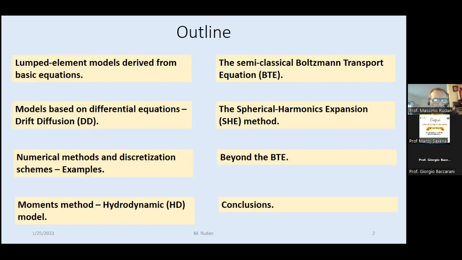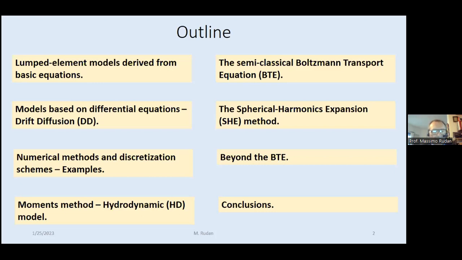After a very, very short introduction to the lumped element models, I will talk about the model based on the differential equations, in particular the diffusion with some examples, then go to a higher level model, that is the hydrodynamic one, and then some description of the semiclassical Boltzmann equation and some types of methods that are used for the solution of it. And I will conclude with a brief description of methods that go beyond the Boltzmann transport equation.